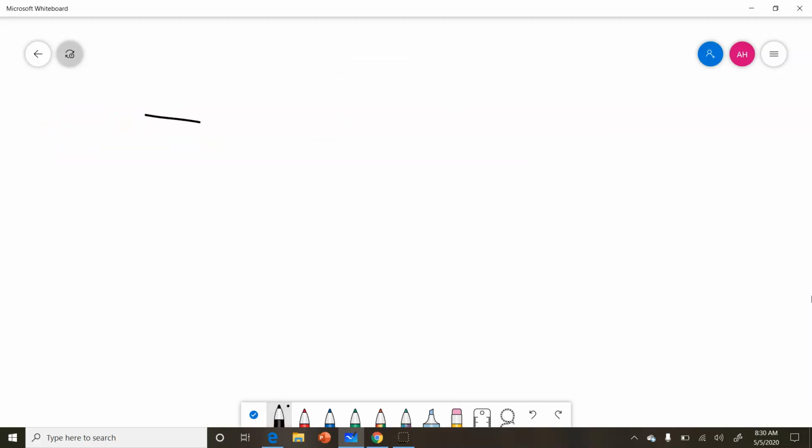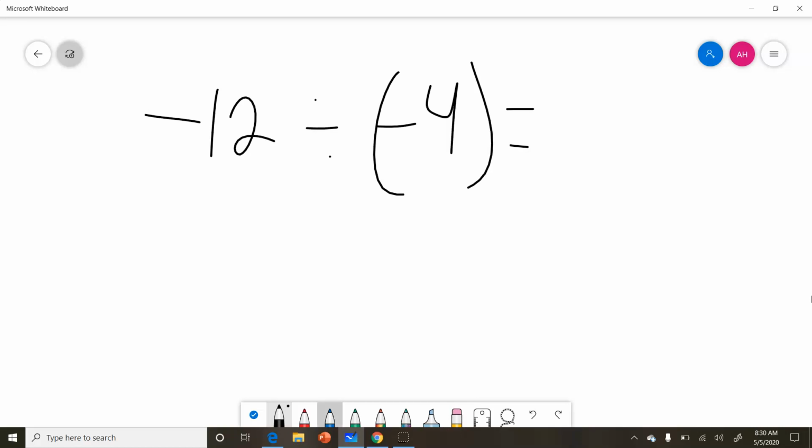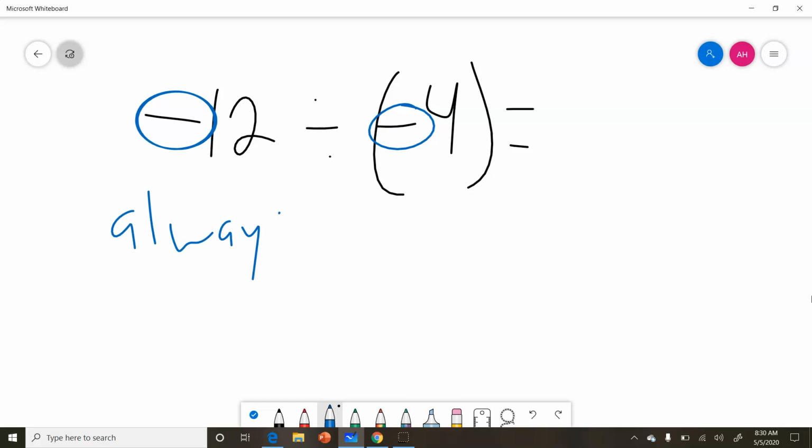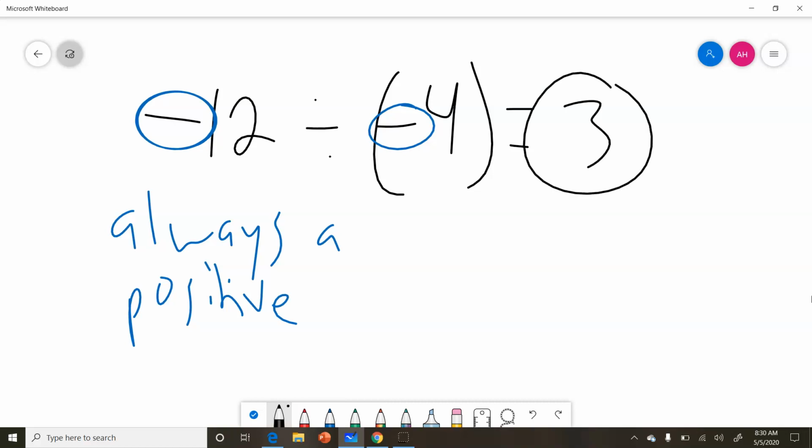And so then, what if we had negative 12 divided by negative 4? Well, guess what happens? We have 1, 2. When we have 2, we always have a positive answer. Because we have 2 of them, the answer is back to a positive 3. Invisible plus sign right there, positive 3.